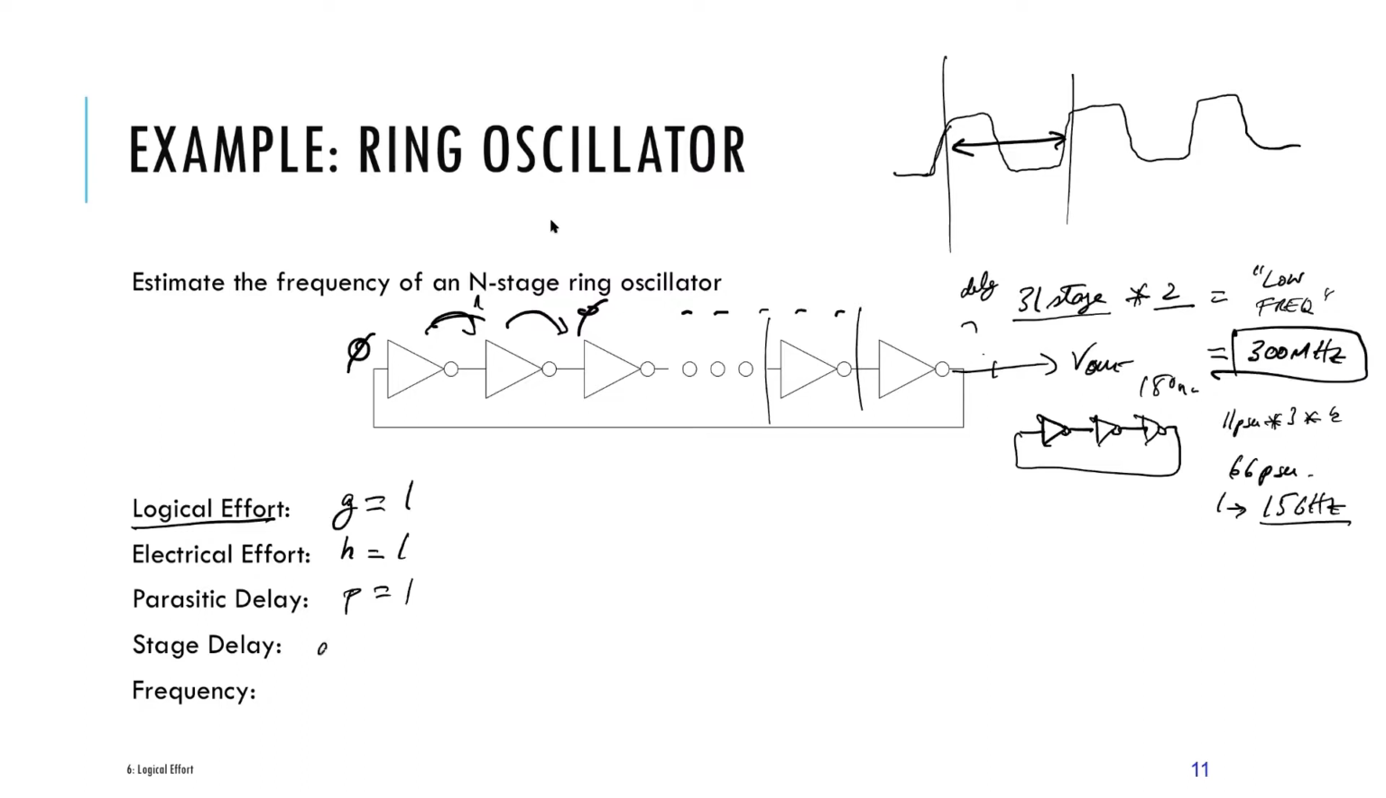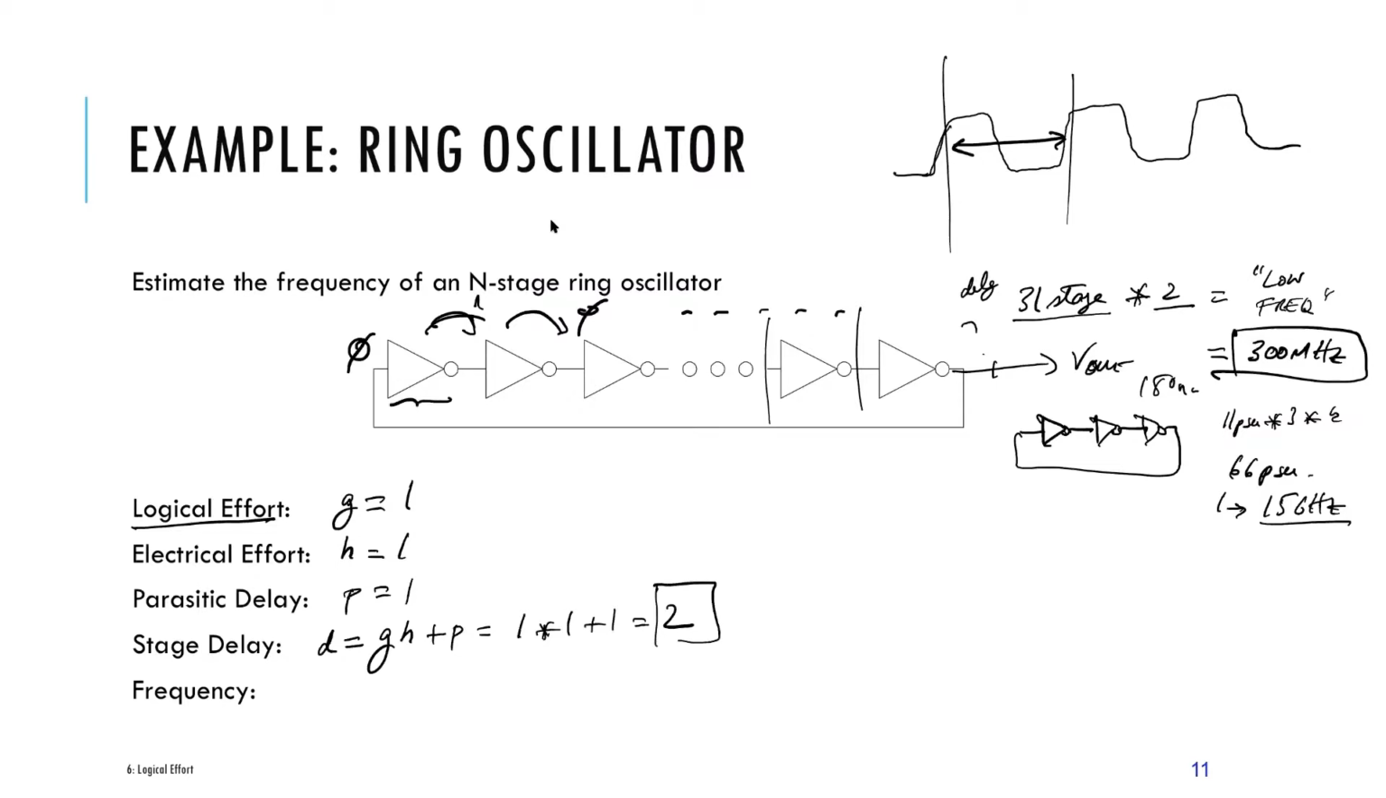And so the stage delay, D, is GH plus P. So it's 1 times H plus 1, or, sorry, H is 1 also. So that's 1 times 1 plus 1, which is equal to 2. So that's the delay per stage here.